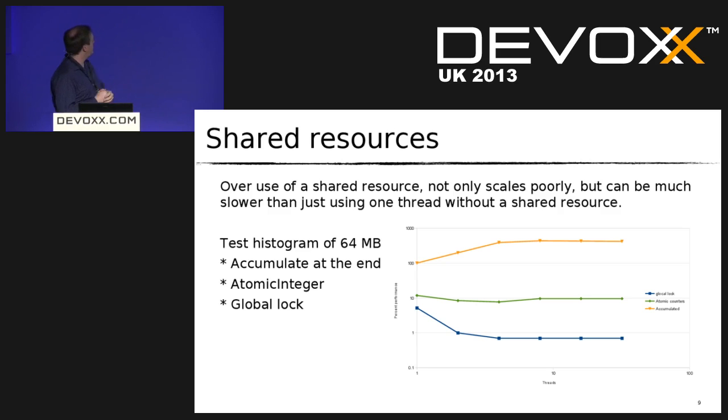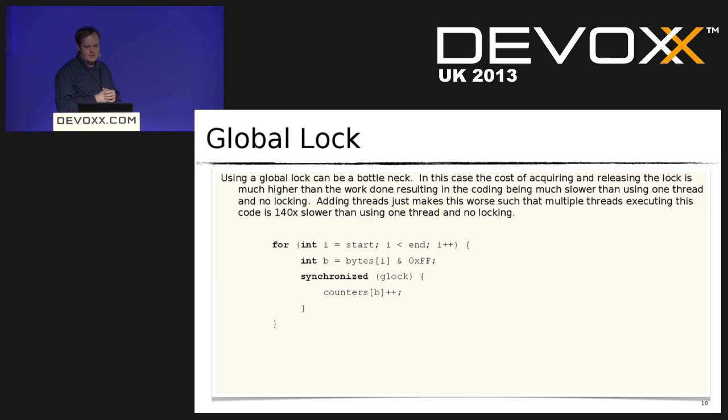So I look at it 3 different ways. One is to have each thread do its own counting, and then have those results be accumulated at the end. Another one is using atomic integers, so there's no locking involved. And another one uses a global lock, which is an example of the simplest way of doing it, but it turns out to be surprisingly inefficient.